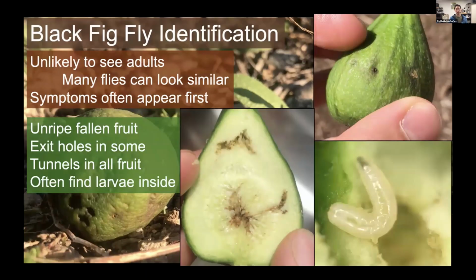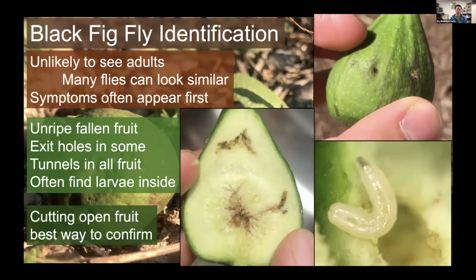And oftentimes you'll find these little larvae inside. Again, nondescript, no legs, no head, a little blackish part towards one end, but otherwise they look just like little worms. So you'll often find the larvae inside. If you find these tunnels, you find the holes on the outside, that is, again, almost certainly black fig fly. The best way to confirm is cutting open that fruit, taking a look, and seeing if it does have these little tunnels going throughout it.